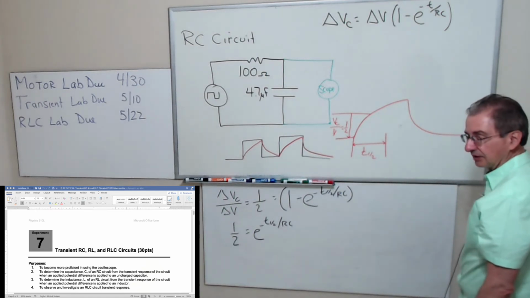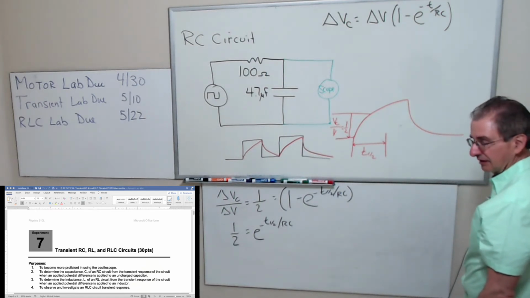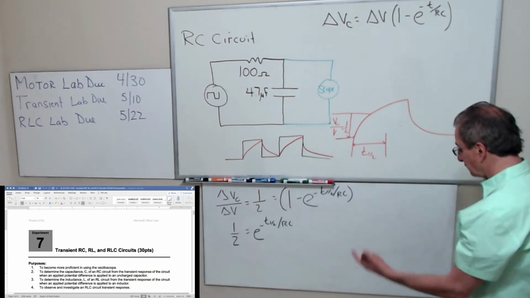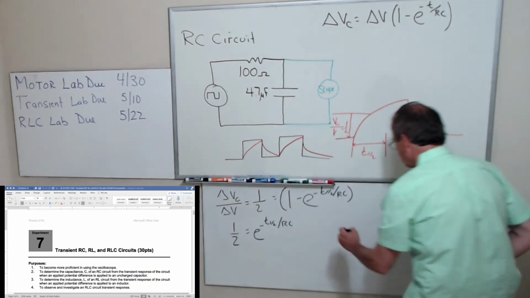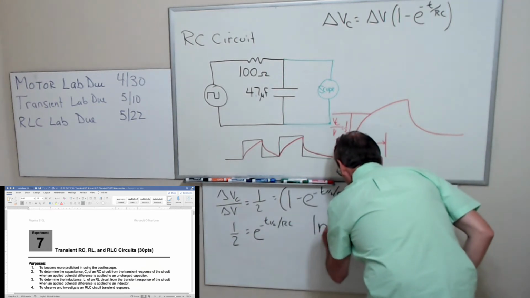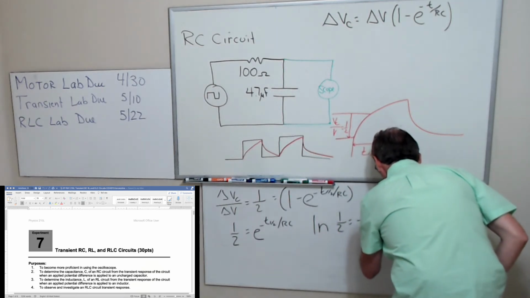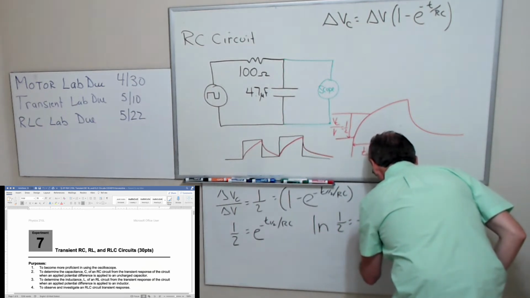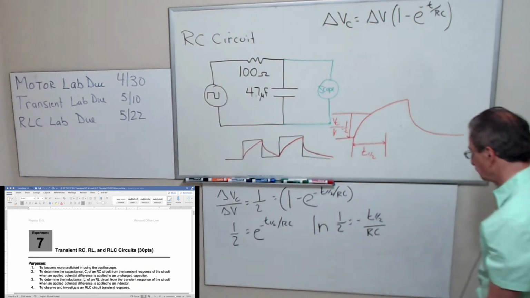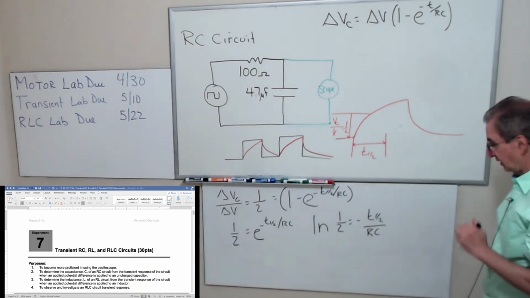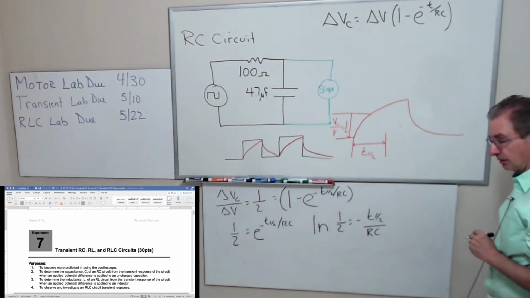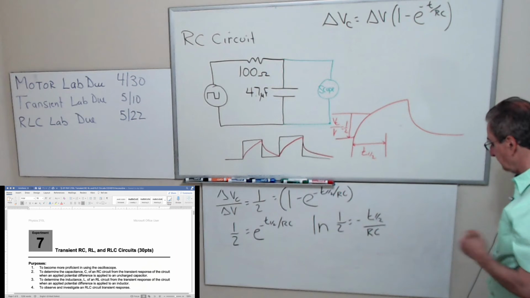Are we okay with that? Okay, so guess what I'm going to do next? I'm going to take the natural log of both sides. Okay, then we solve for C.